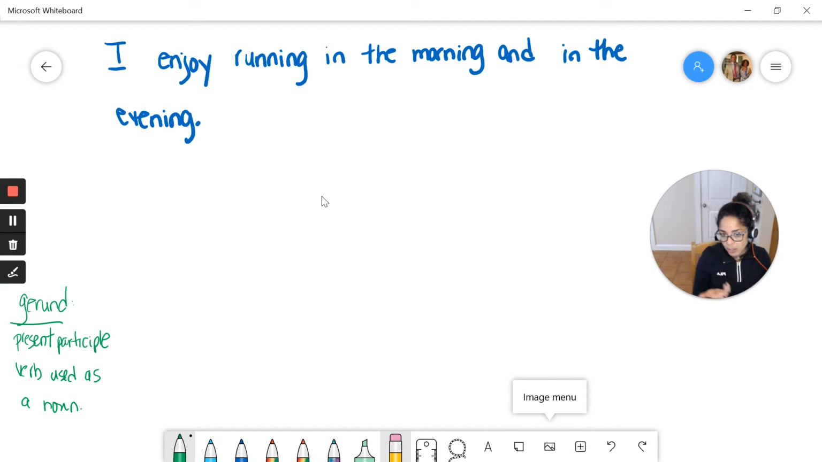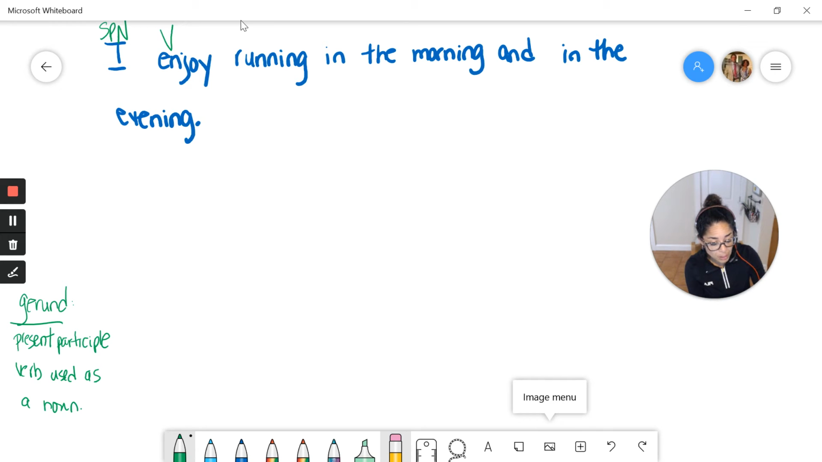So let's just parse this sentence. Who enjoys running in the morning and in the evening? I. That's our subject pronoun. What is being said about I? I enjoy, right? So that's our verb. I enjoy what? It's running.